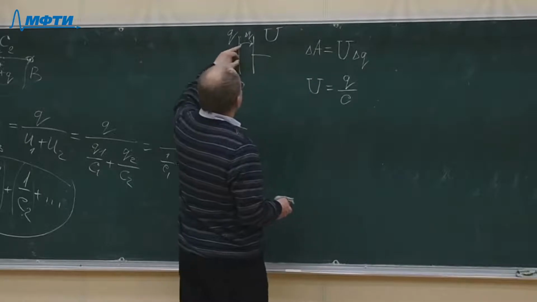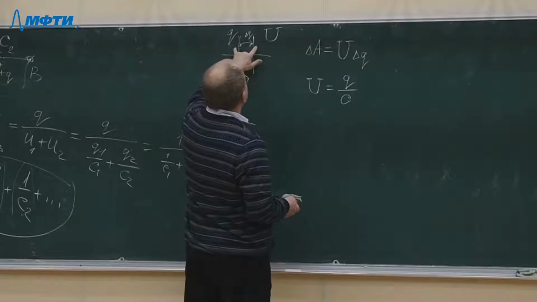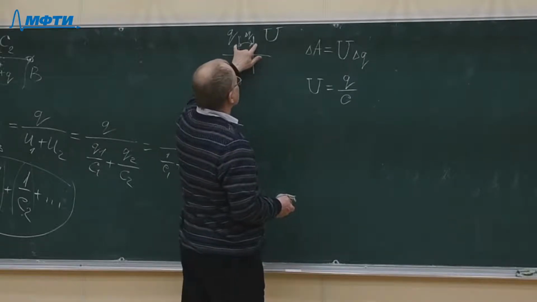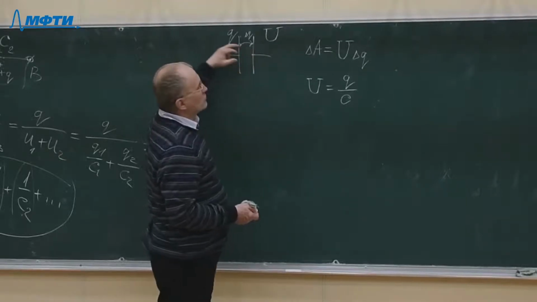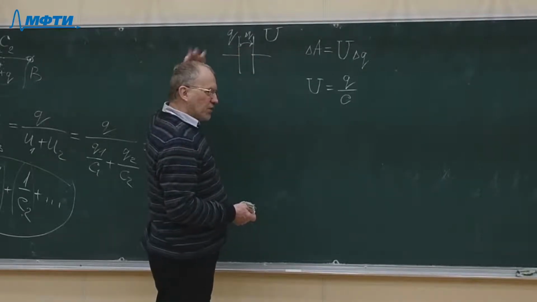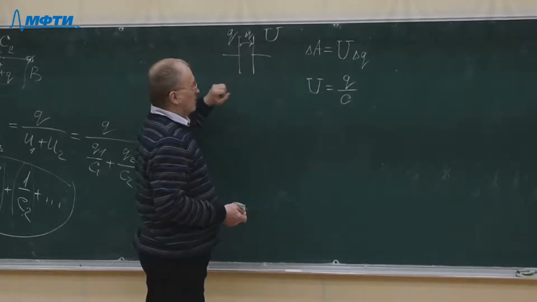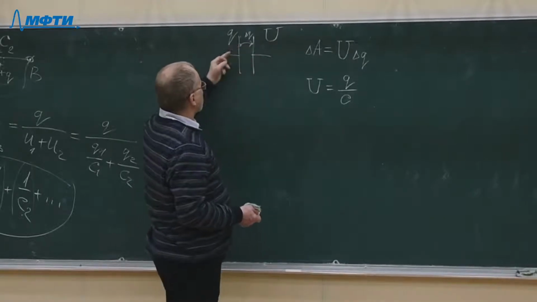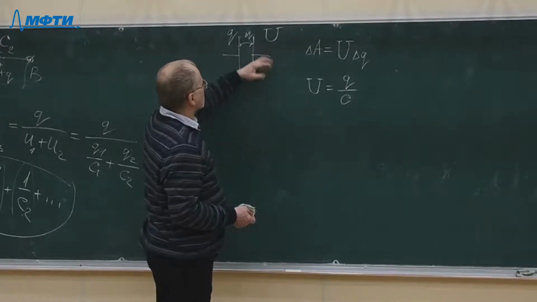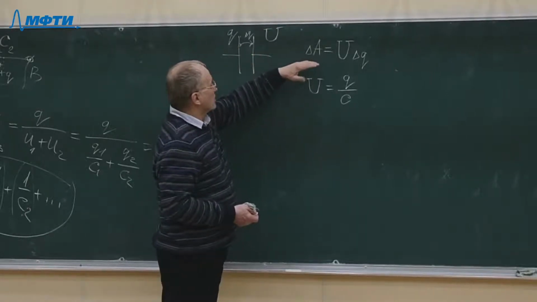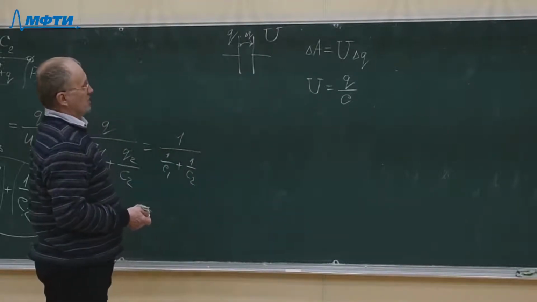We will certainly perform some work to bring this charge to another plate, to increase the charge between the plates by some small amount, to increase the potential difference by some small amount. Where does this work go to? This work is sure to go to some energy stored in the capacitor. By charging the capacitor, by taking more and more charges, we will increase the potential difference, and our work will go to increase the potential energy stored in the capacitor.